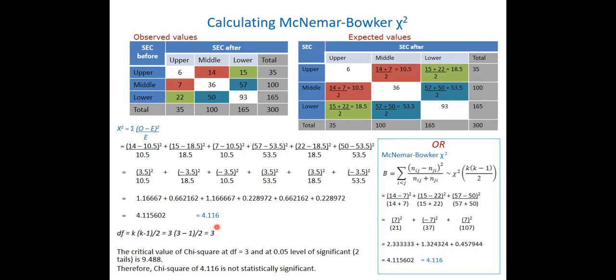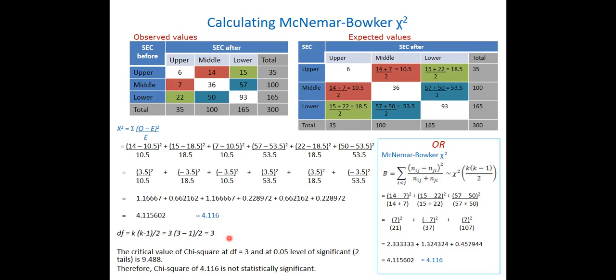The degree of freedom I've already told you is k(k-1)/2. So here now the degree of freedom is 3. The critical value for the chi-square at the degree of freedom of 3 and 0.05 level of significance is 9.488. Just like the way we looked at it before, the critical value is 9.488, and this one is 4.1. That is not significant. So here now we can boldly say that COVID-19 does not influence the socioeconomic status.